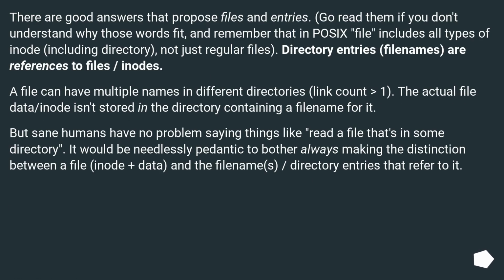There are good answers that propose files and entries. Go read them if you don't understand why those words fit, and remember that in POSIX file includes all types of inode, including directory, not just regular files. Directory entries, file names, are references to files, inodes. A file can have multiple names in different directories, link count > 1. The actual file data/inode isn't stored in the directory containing a file name for it.